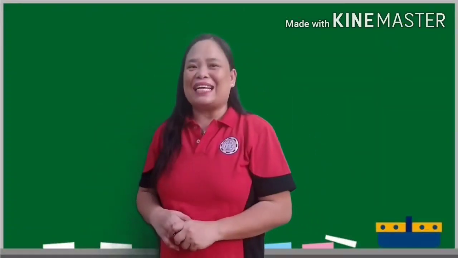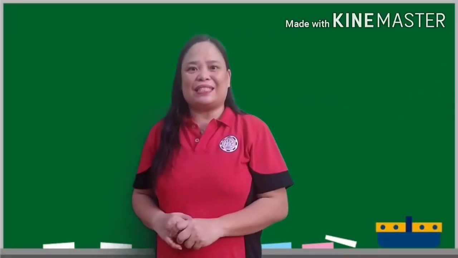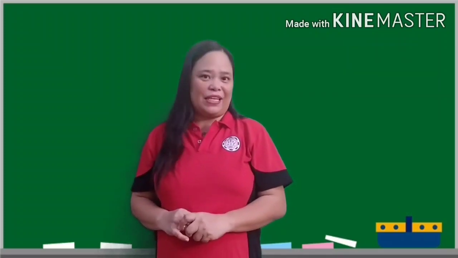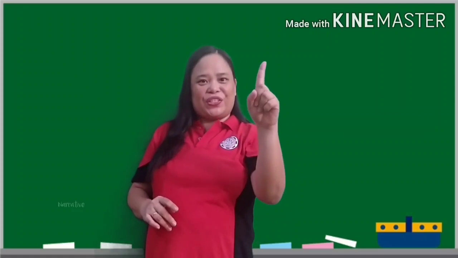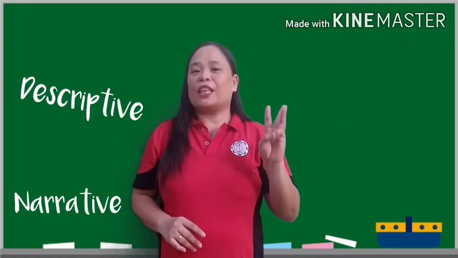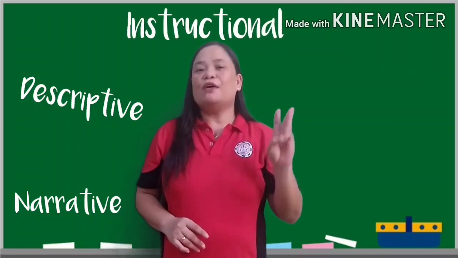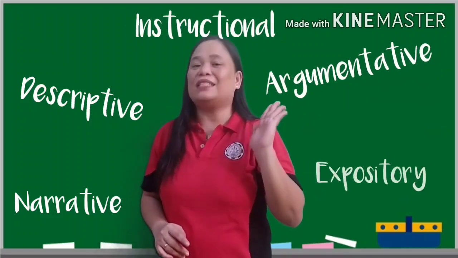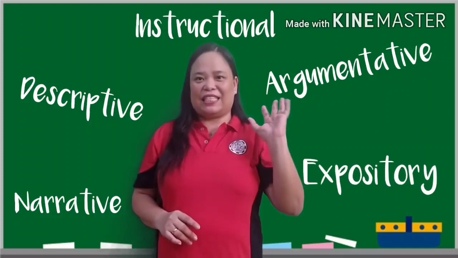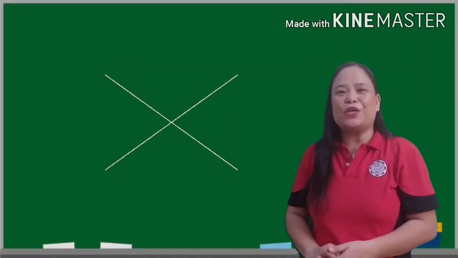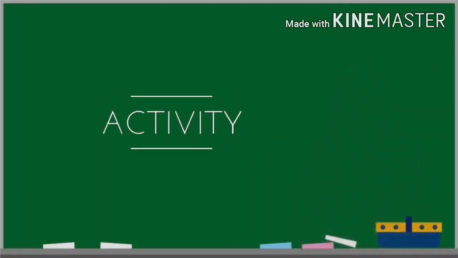So we are done discussing the 5 different text types. Again, let us recall those 5 different text types. We have first, narrative, second, descriptive, third, instructional, fourth, argumentative, and last but not the least is the expository text. Okay, very good. So let's proceed to our next activity.